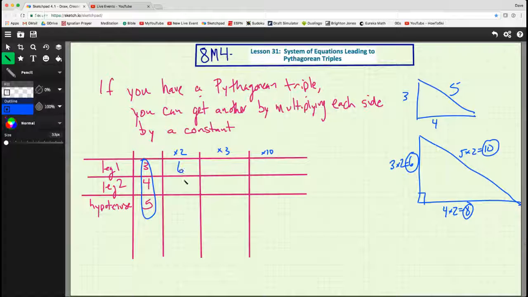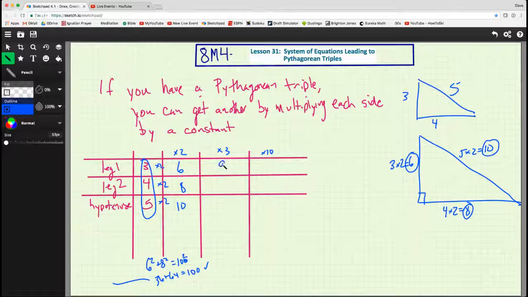Here, if we have 6, 8, and 10, because we multiplied each side by 2, let's see. So we test it by saying 6 squared plus 8 squared equals 10 squared. So does 36 plus 64 equal 100? And the answer is yes, it does. So we've just shown that multiplying by 2 will give you a Pythagorean triple.